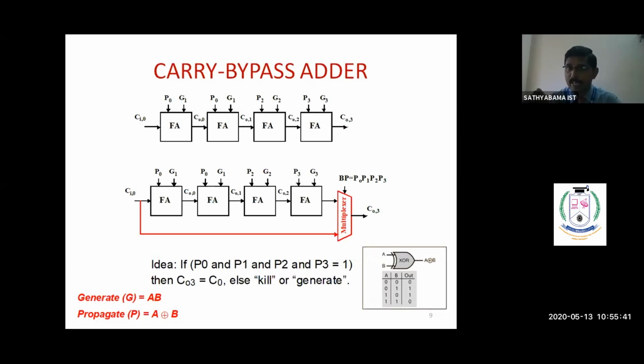Based on the propagate values, if all the propagate values are 1, then the Cin value is directly bypassed to the second stage. If any one of the propagate values is 0, the carry is computed by the conventional or normal way. It cannot bypass to the second stage. If all the propagate values are 1, the Cin value is directly bypassed to the second stage. So this adder is called the carry bypass adder.